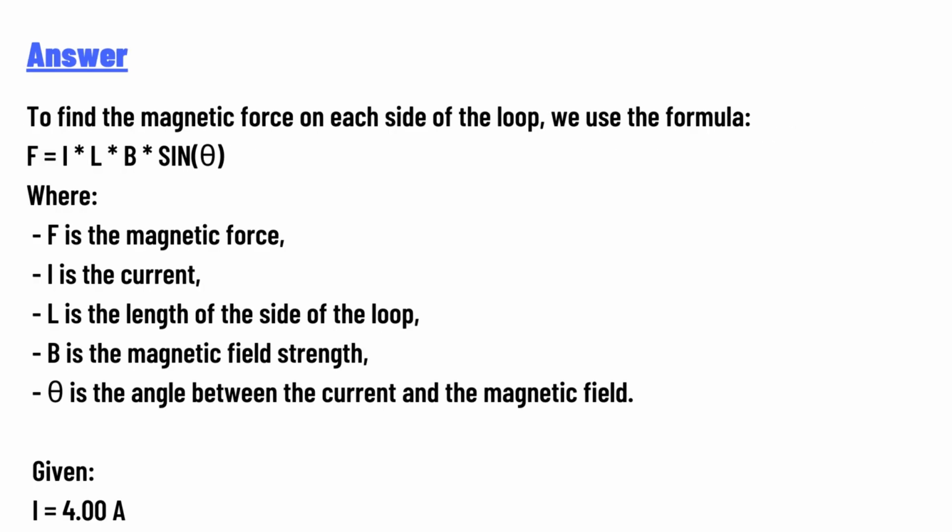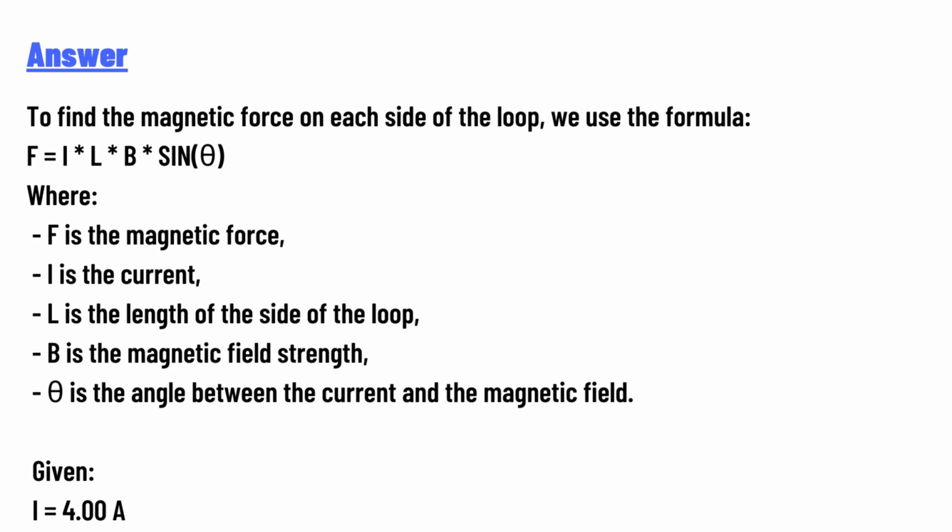And the answer of the question is, to find the magnetic force on each side of the loop, we use the formula F is equal to I multiplied by L multiplied by B multiplied by sine theta, where F is the magnetic force, I is the current, L is the length of the side of the loop, B is the magnetic field strength, and theta is the angle between the current and the magnetic field.